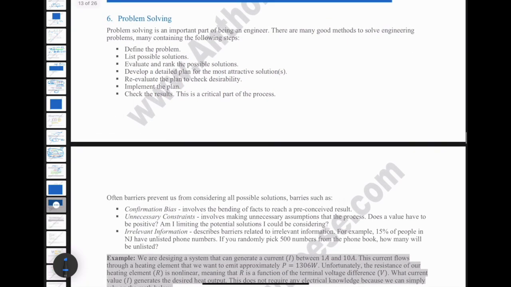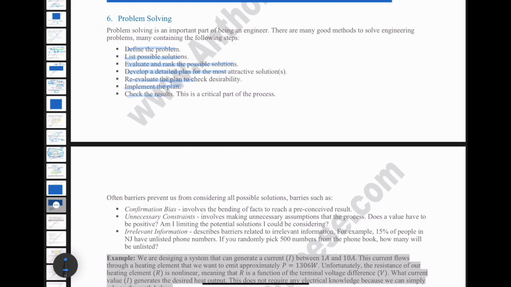Next topic. So this one I can't overstate. Problem solving. Problem solving is an absolutely essential part of being an engineer. There are so many good methods to solve engineering problems, and there's tons of books that have entire chapters on this. I've kind of amalgamated them into one set of these following steps. So define the problem, list the possible solutions, evaluate and rank the possible solutions, develop a detailed plan for the most attractive solutions, reevaluate the plan to check desirability, implement the plan, and check the results.